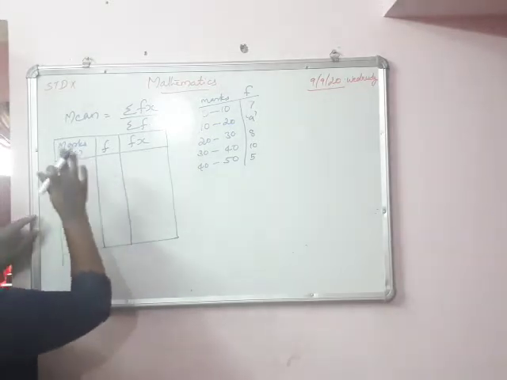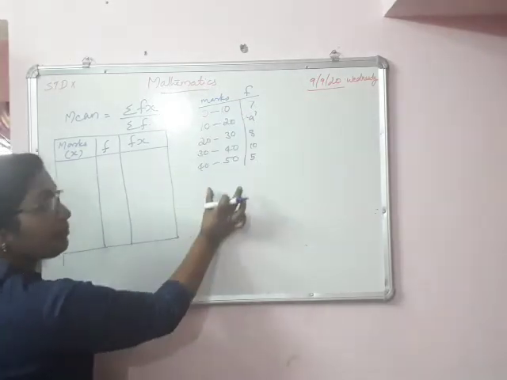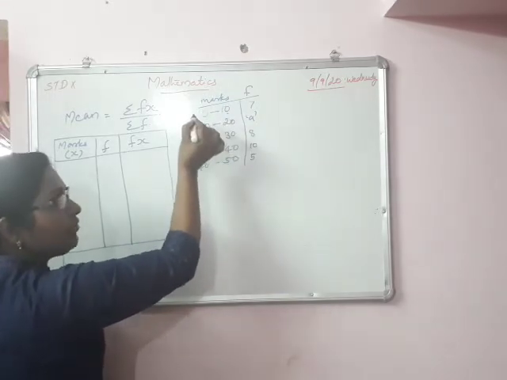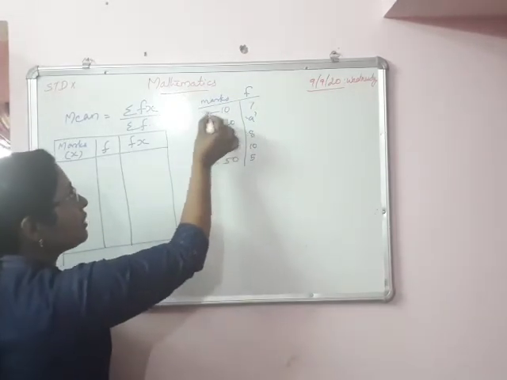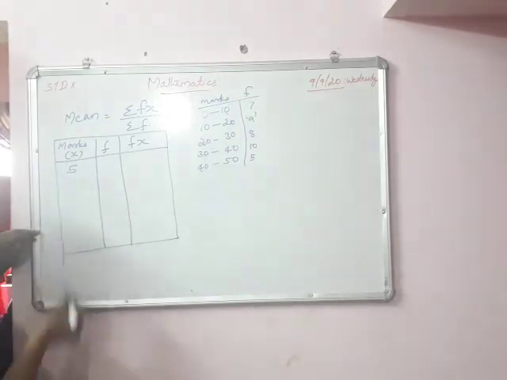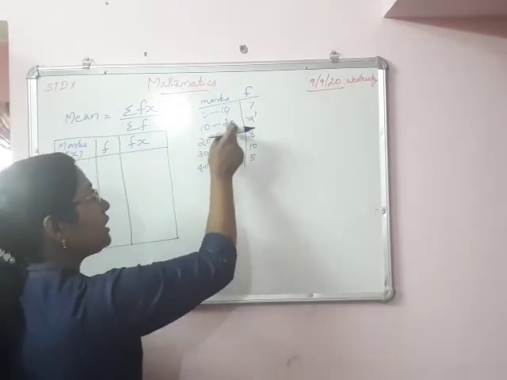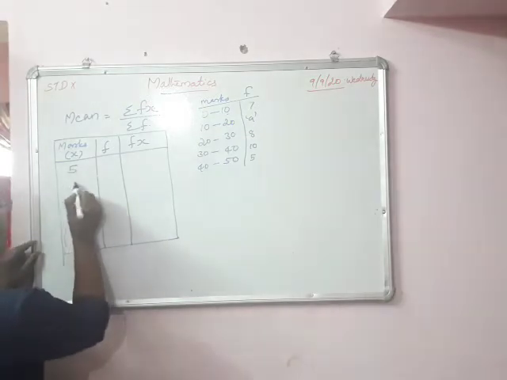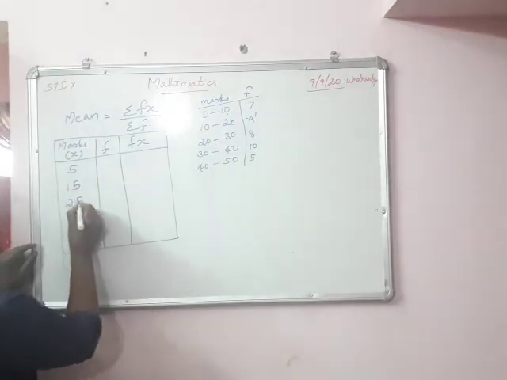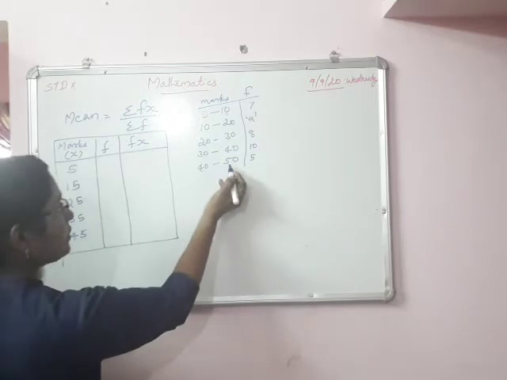Then we consider the marks as x, that is the midpoint of the given marks. That is how we find the midpoint: 0 plus 10 divided by 2, 10 divided by 2 is 5. That is the first x. Similarly, 20 plus 10 is 30, 30 divided by 2 is 15. So 5, 15, 25, 35 and 45. Correct now?